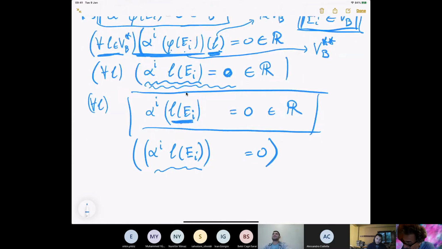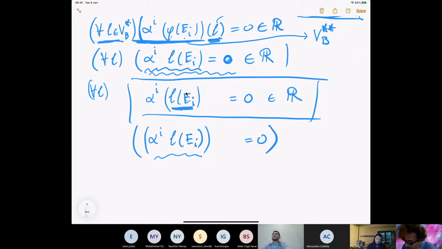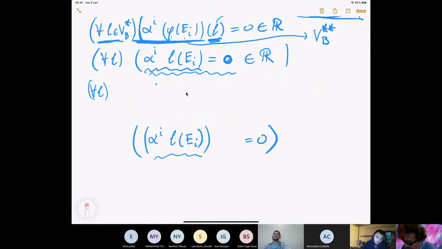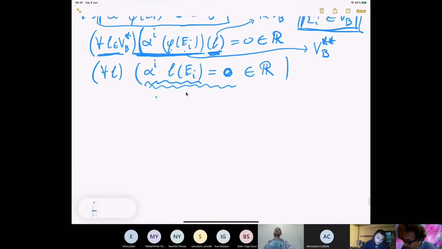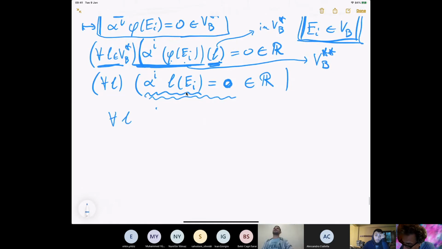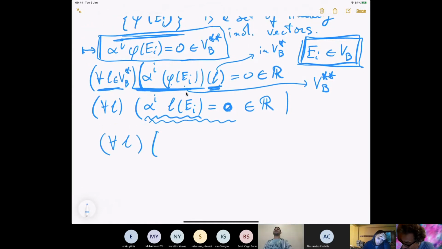Now we are there. So this is true, but I don't repeat it several times. So for every L, you see, it is very easy at the end of the story. L alpha I E I is equal to 0, and this is a real number.